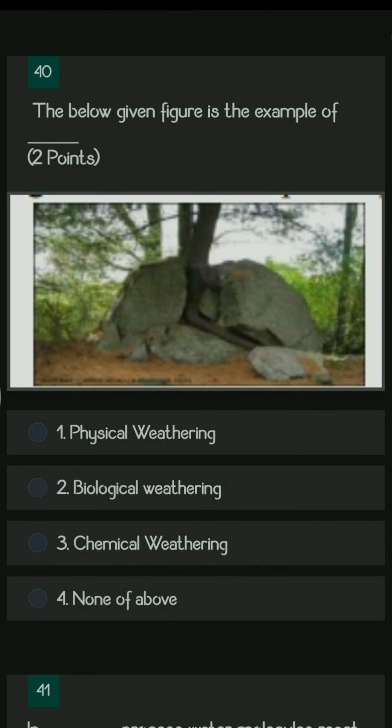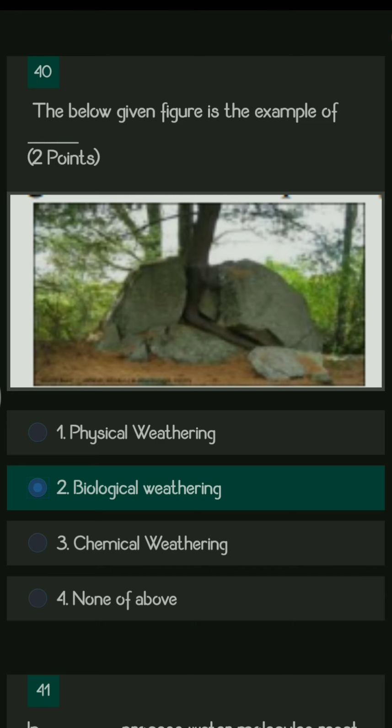Next question. The below figure given is an example of dash. So the options are physical weathering, biological weathering, chemical weathering, none of the above. So the right answer here is biological weathering, because this weathering is done because of the root or the trunk of the tree.